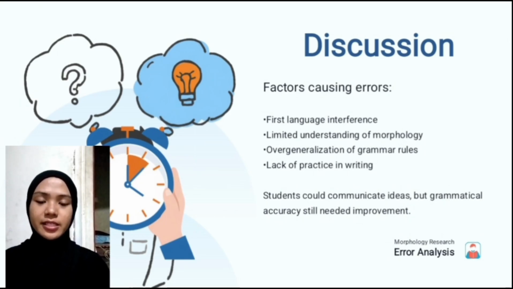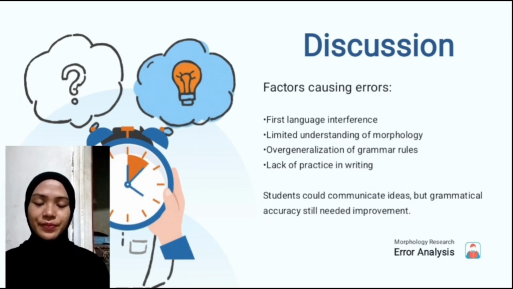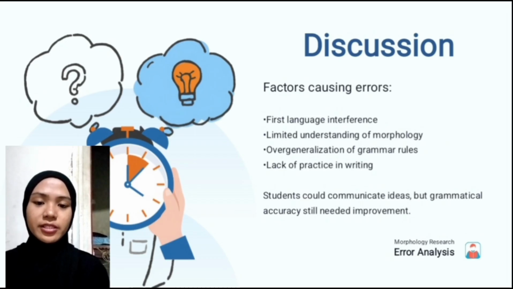Based on the analysis, there were several factors causing students' morphological errors in writing daily activity text. The first factor is first language interference. Students often use patterns from their native language when writing in English, so they make grammatical mistakes. The second factor is limited understanding of morphology. Some students still don't fully understand plural forms, verb changes, and word formation rules.